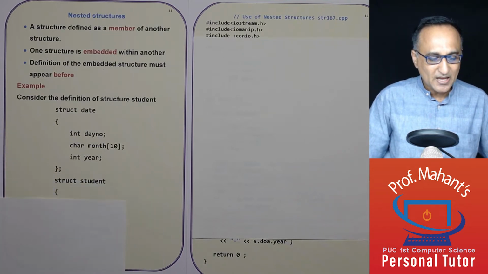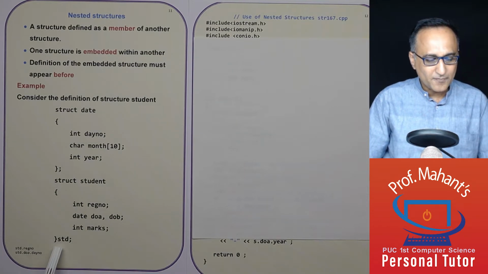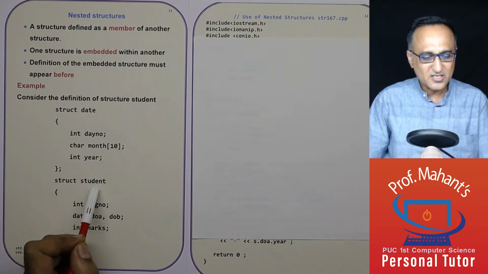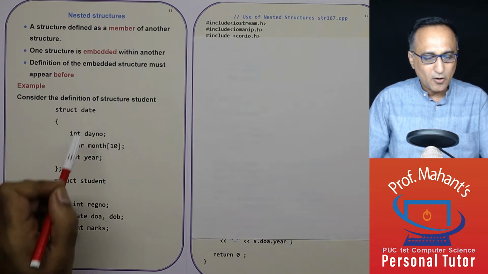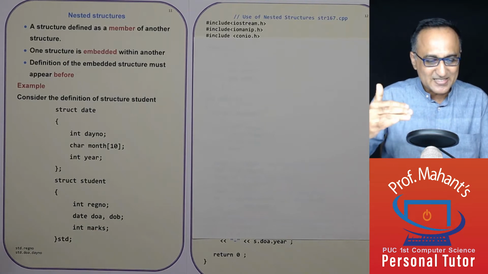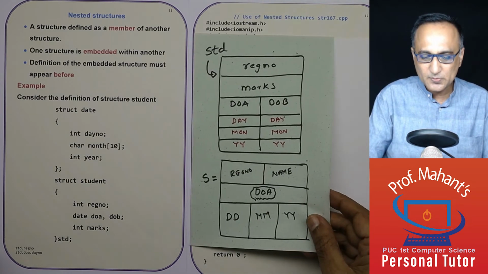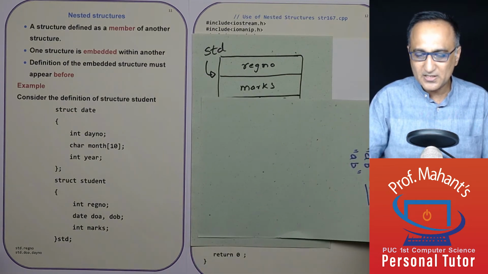Now I am declaring a structure variable std of this type called struct student. When I say struct student, the first member is register number. Then of this particular type date, I have two members, date of admission and date of birth. Then I have another variable called int marks. So first let's understand this properly through a diagram, then it makes it really easy to go ahead with the explanation.